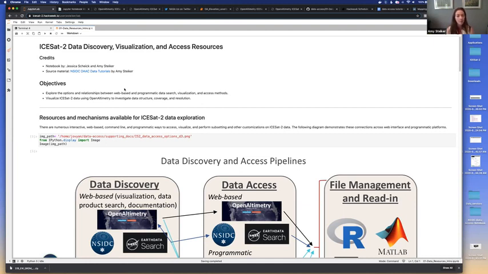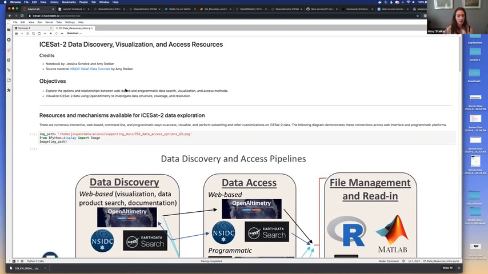So this is a part one as far as ICESat-2 data discovery, visualization, and access resources. Jessica Scheick and I have been working together on these. We have a couple of different notebooks, and we'll be presenting and actually working hands-on using the icepyx tool on Monday to actually access the data. But this is, again, more of an exploration and an introduction.